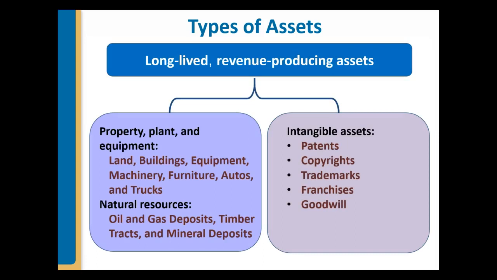So for financial reporting purposes, long-lived revenue-producing assets are generally classified into two categories. The PP&E assets include land improvements, buildings, machinery used in manufacturing, computers and other office equipment, vehicles, furniture, and fixtures. Also, natural resources such as oil and gas deposits, timber tracts, and mineral deposits are included in this category. With intangible assets, these lack physical substance, and the extent and timing of their future benefits can be really uncertain. These include patents, copyrights, trademarks, franchises, along with goodwill.